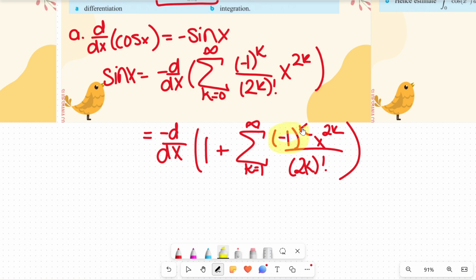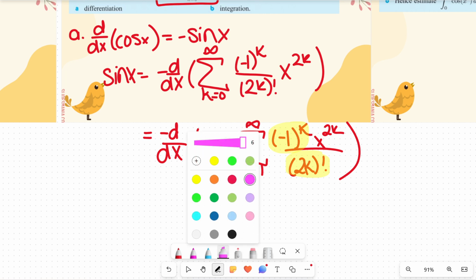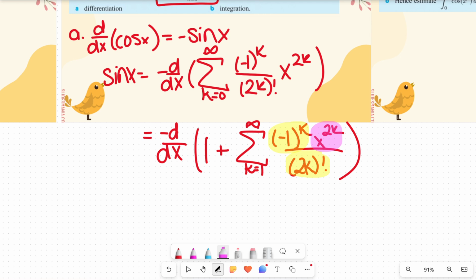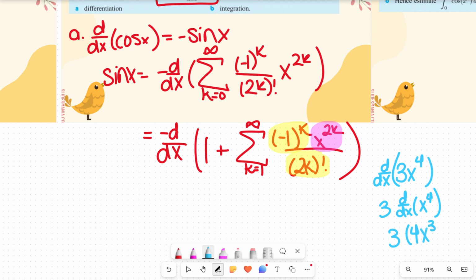Now if we think about our summation, these 2 parts right here represent constants. So when we go to find the derivative, the only part that we're going to pay attention to is this right here. As an example, if we wanted to find the derivative of 3x to the 4th, technically the 3 is just hanging around. So really what we're doing is 3 times the derivative of x to the 4th. So I would have 3 times 4x cubed.